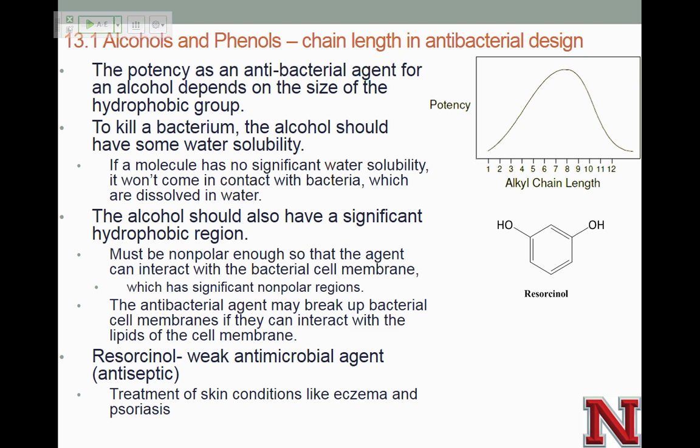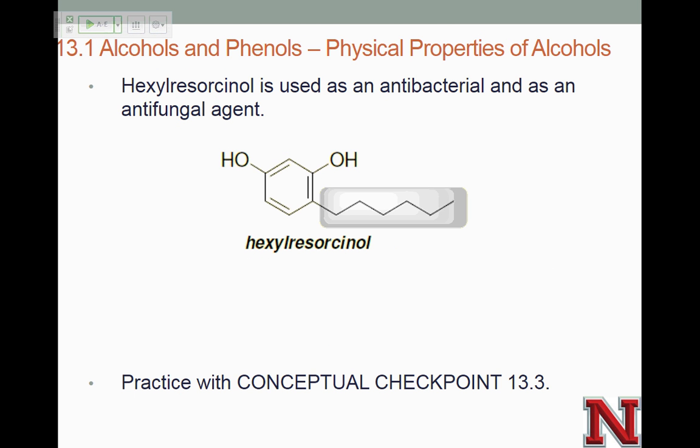An example of antimicrobial agents in medicine is this one. What we have is 2 alcohols, so we have water solubility, but we have this hydrophobic region that's able to interact with the cell wall. So this is used for things like eczema and psoriasis. Another example, a stronger antibacterial agent, is this antifungal agent, and notice the difference is we have this long carbon chain that allows it to interact with the cell membrane of the bacteria more. It kind of allows it to anchor in there.